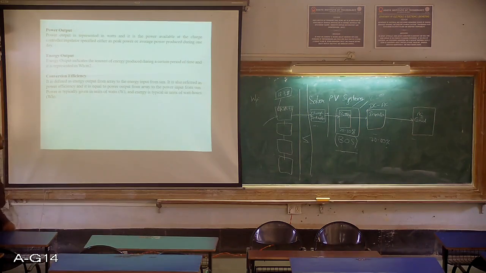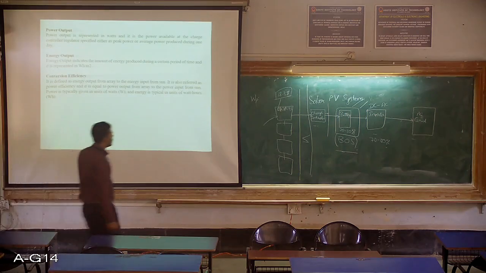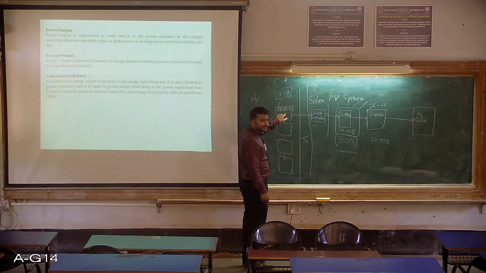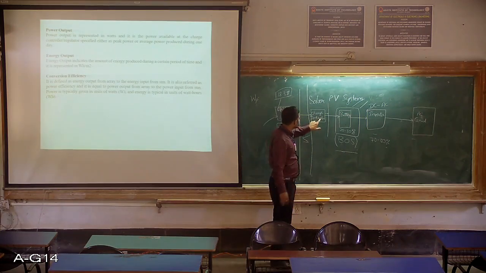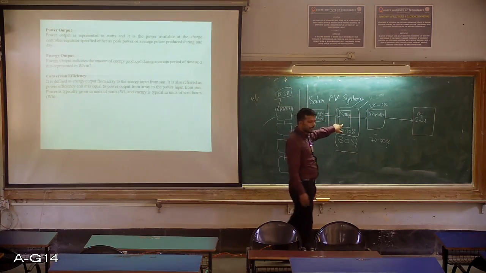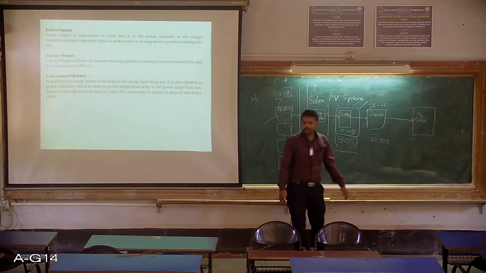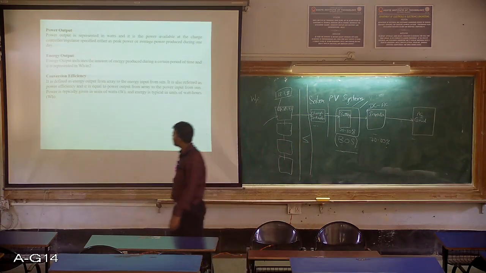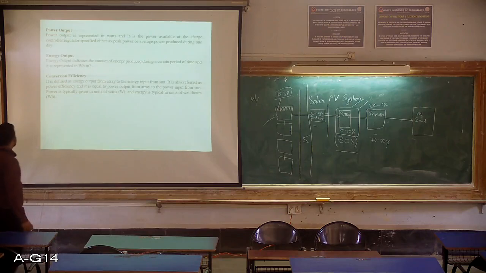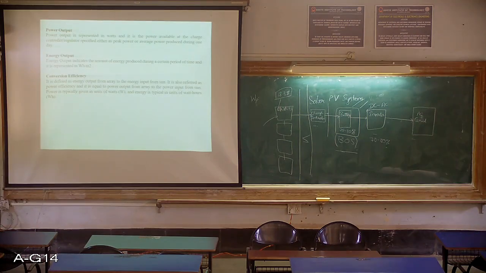And next is conversion efficiency. Conversion efficiency means, first, solar power is converted into electrical power, so one conversion happens there. And then we modify the DC and charge the battery, there is another conversion. And the inverter converts that DC into AC, that is also a conversion. So all these conversion efficiencies are to be considered. And conversion efficiency is defined as the energy output from arrays to the energy input from the sun.